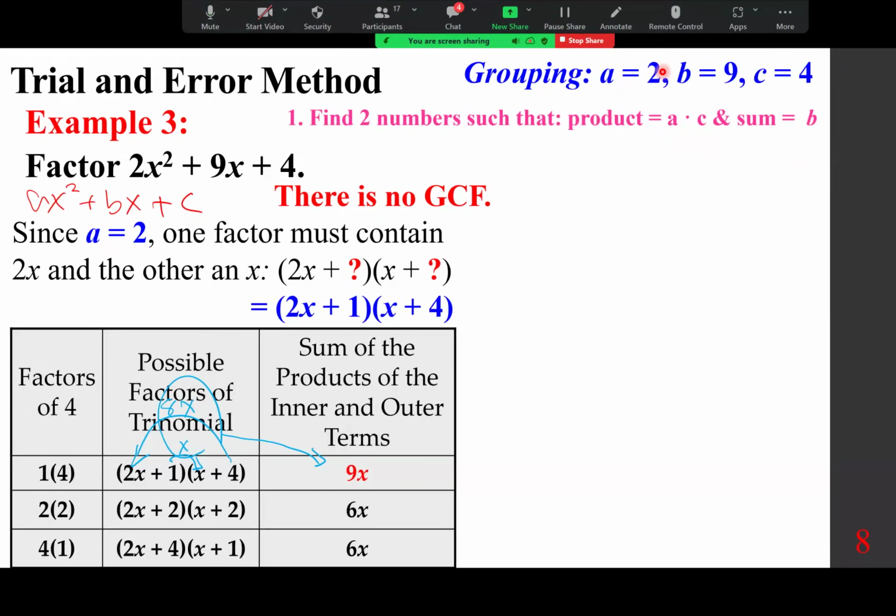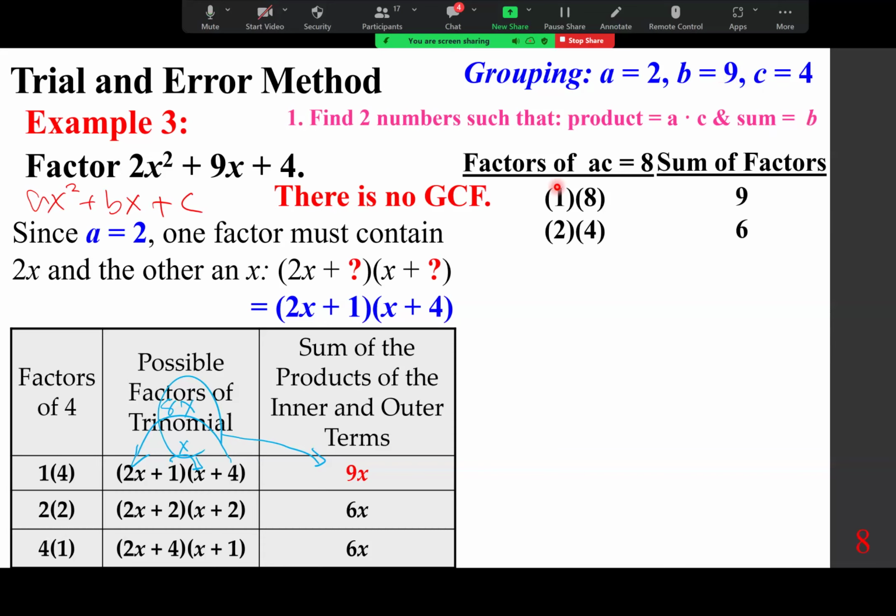Now AC is 2 times 4, making it 8. So AC for us is 8. Factors of AC equals 8 are 1 and 8, 2 and 4. We want the sum to be B, which is 9. So obviously this is 9, this is 6. So the first one works. Again, I'm going over the methodology that you should have seen in elementary algebra, intermediate algebra.